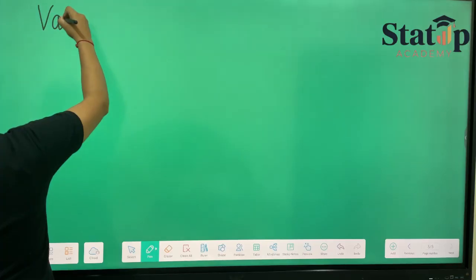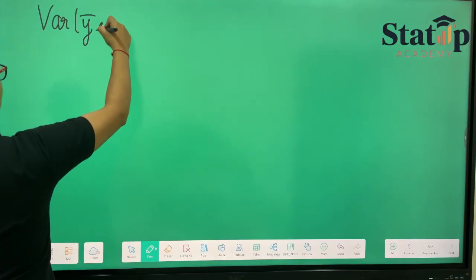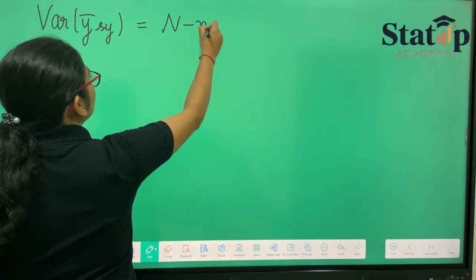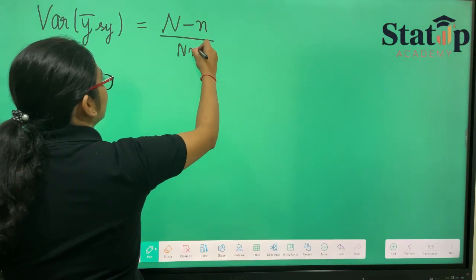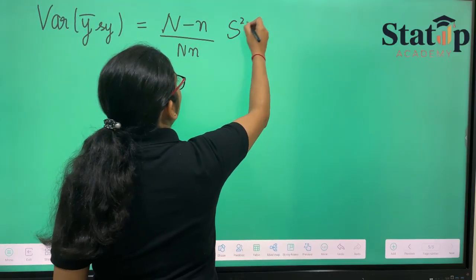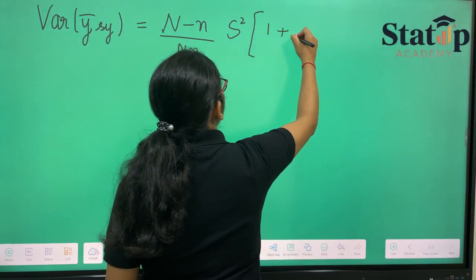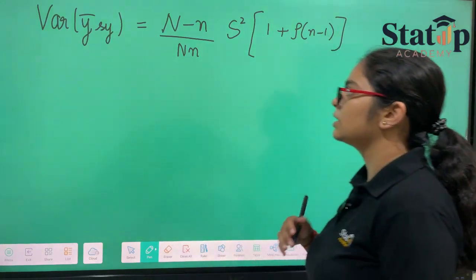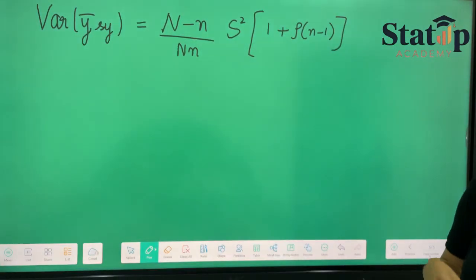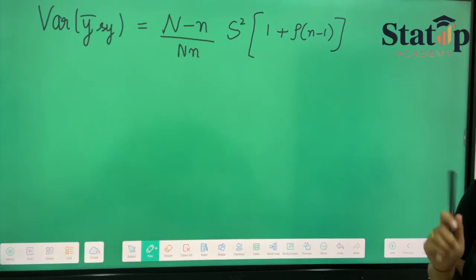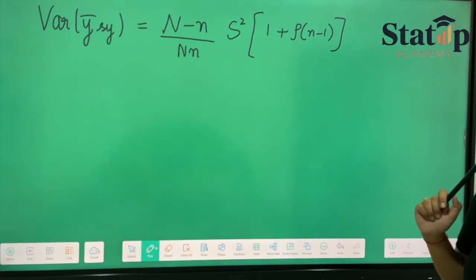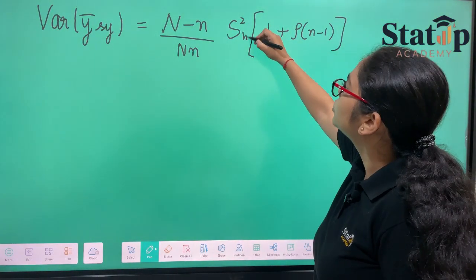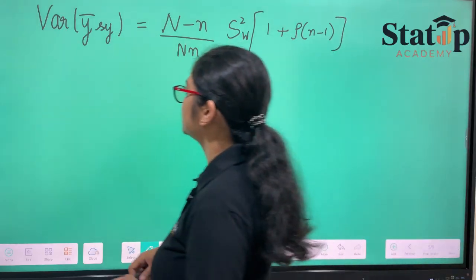So first of all, variance of y bar systematic. We all know that variance of y bar systematic is nothing but capital N minus small n upon capital N, into n s square, 1 plus rho n minus 1. This is the variance. Its derivation we have done in one of the previous lectures, so you can go back and watch that if you have confusion in this. This can also be written as s w square because it was also within sample.